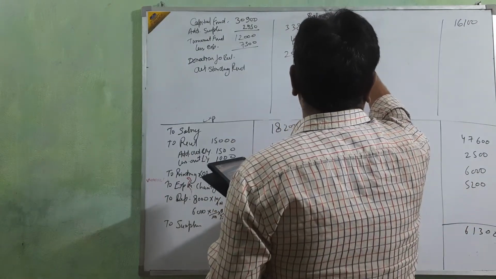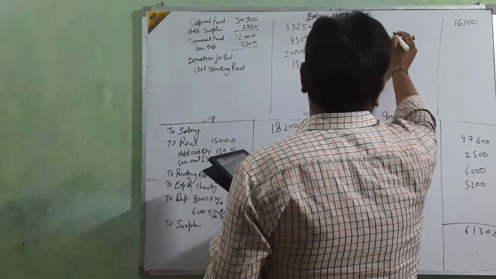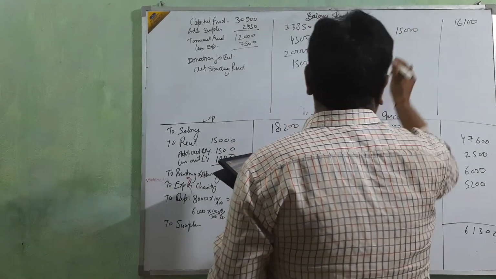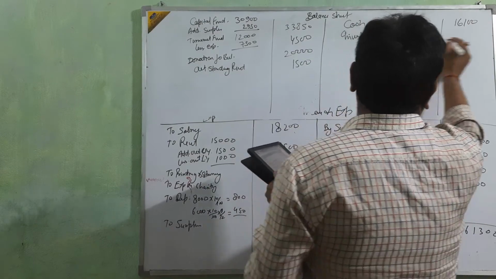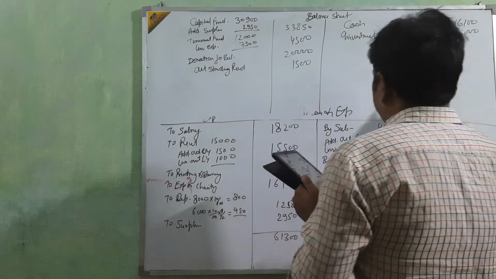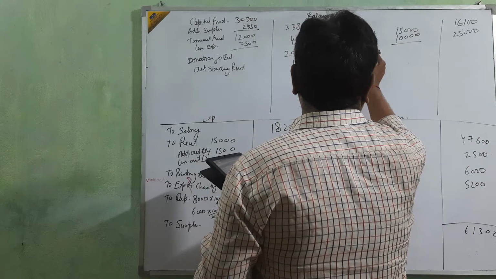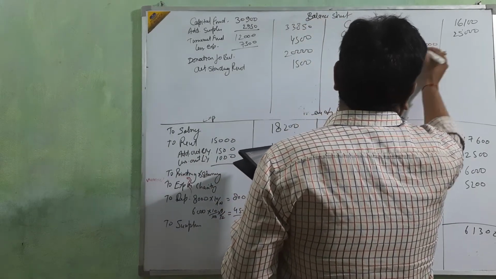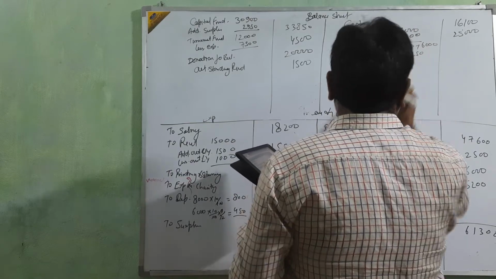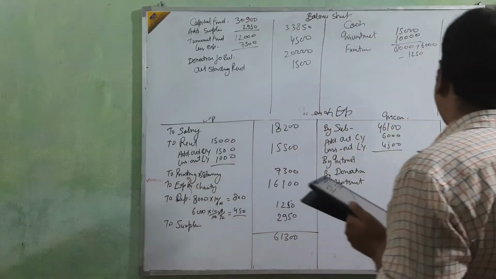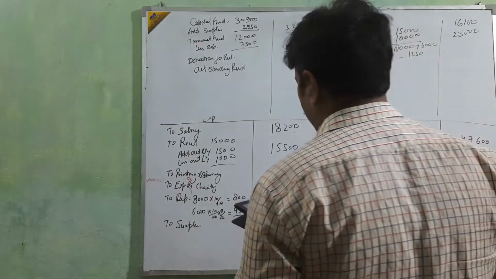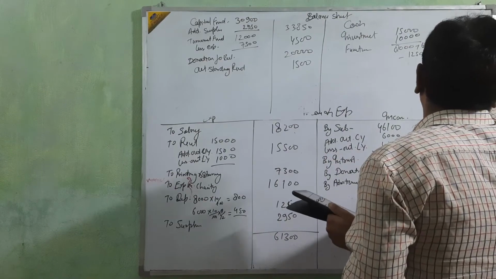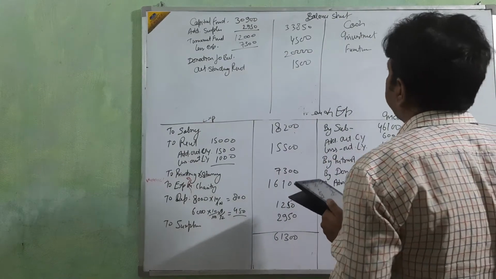Investment. Last investment 15,000 and new purchase 10,000 beta. Okay, total is 25,000. Furniture 8,000 plus 6,000 is 14,000, less 1,250, is 12,750. Okay.